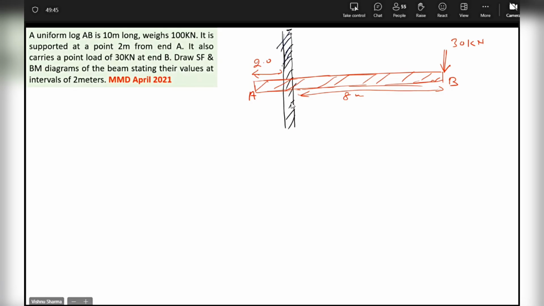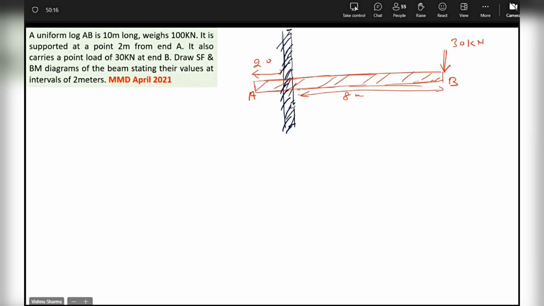This is the wall. Okay. Does the diagram match with the question? Guys, please confirm. Do you agree with the diagram? Is it as per the question, yes or no? Yes, sir. Okay.